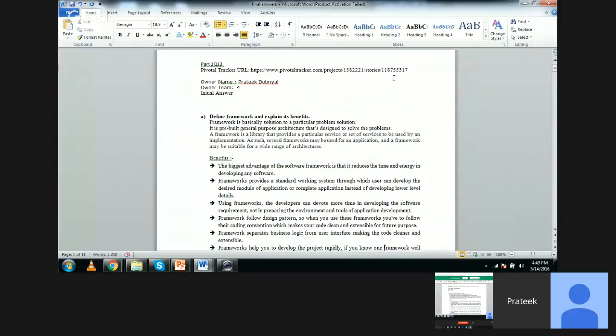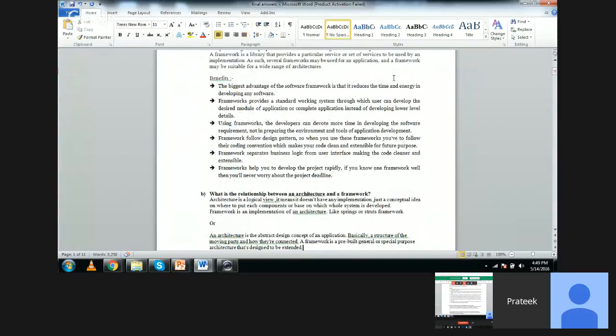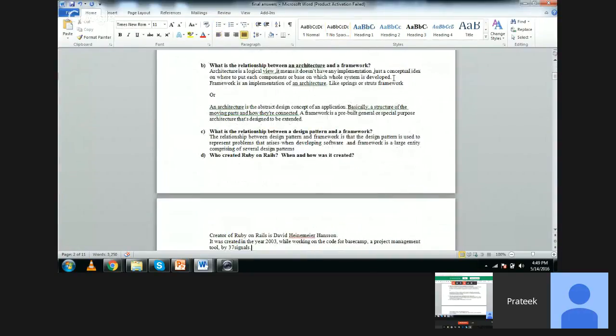Everybody, I think. And the second thing is, okay, define framework. The first part is kind of fine, but for the rest of the parts, I will say you need to elaborate your answers more. They are very short. The part is just kind of a one-liner. So I will personally say that you just need to elaborate your answers more. Okay.